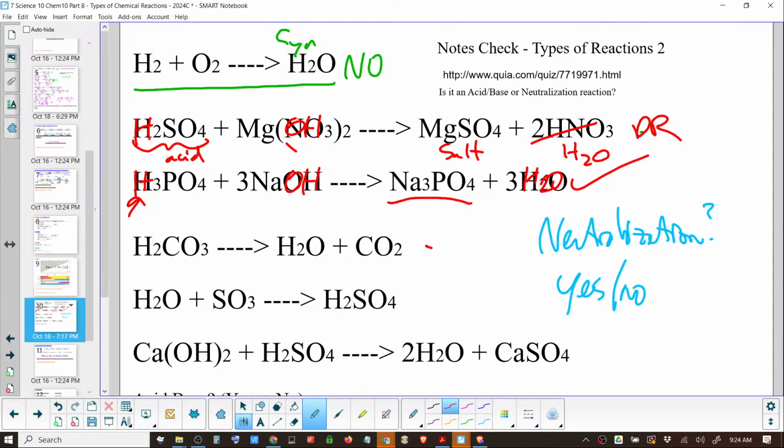Liam, is that one acid base? No. Why not? Because it's decomposition. We have one thing going to two things. This is an acid, but it doesn't have a base.